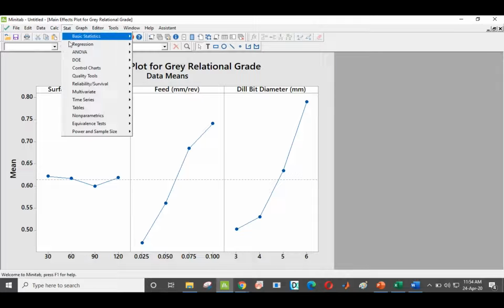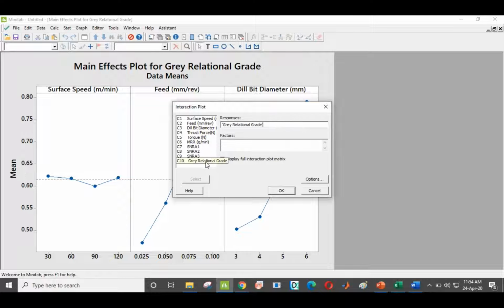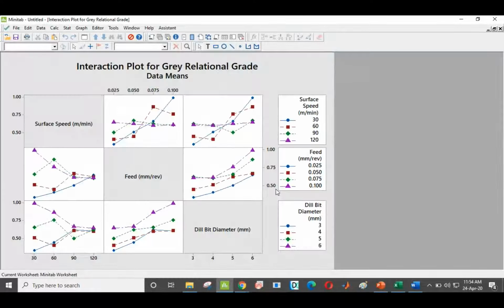Now we are going to study the interaction plot. So ANOVA, interaction plot, the response is relational grade, and the factors are the 3 input factors. Display full interaction plot, that checkbox I have to tick, then OK. So here you can see in between surface speed and feed rate, and also in between surface speed and drill bit diameter, a considerable interaction exists. But this graph is drawn between feed rate and drill bit diameter, and mostly it is of parallel lines, so no interaction exists.